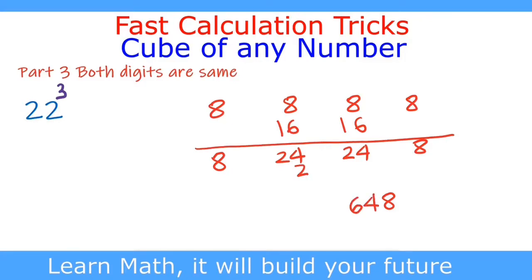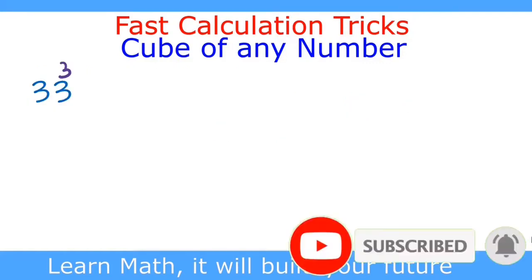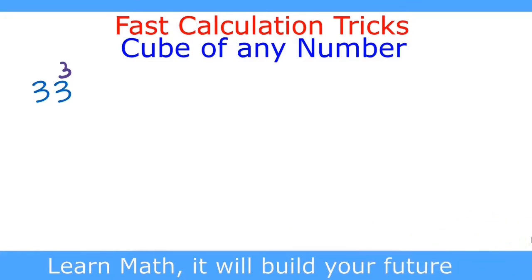We write 6 and carry 2. 8 plus 2 is 10. We write 10. And our answer is 10648. Thus the cube of 22 is 10648. Now we go to the next number, which is the cube of 33. And we will write the cube of 3 for 4 times. Cube of 3 is 27.